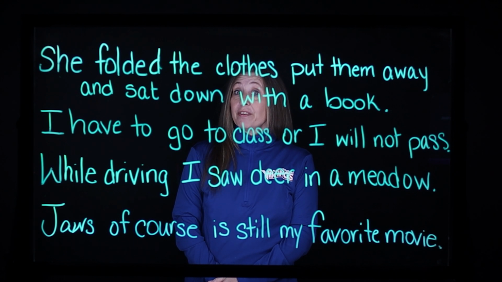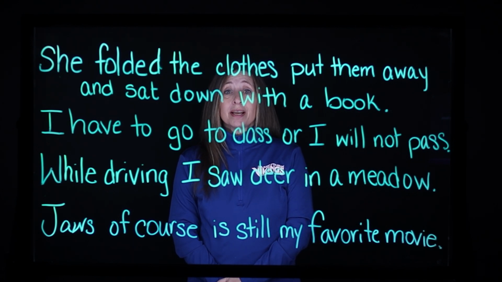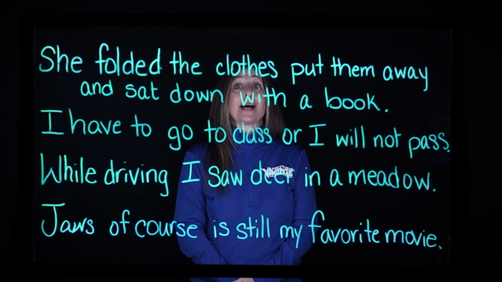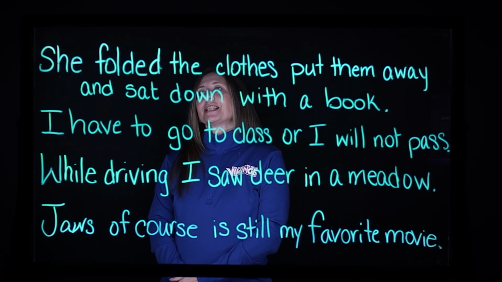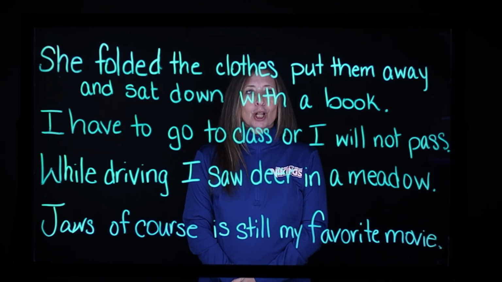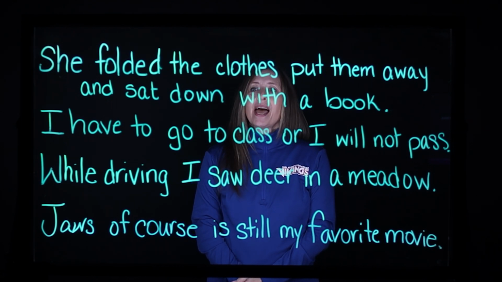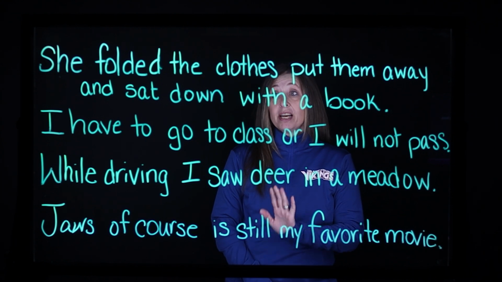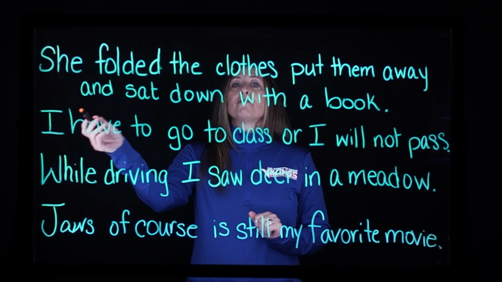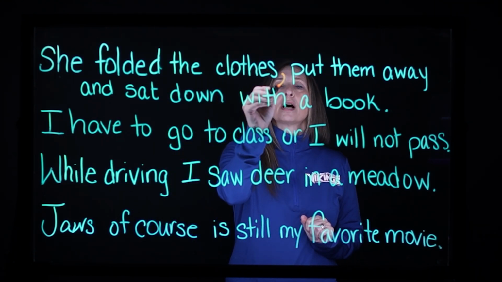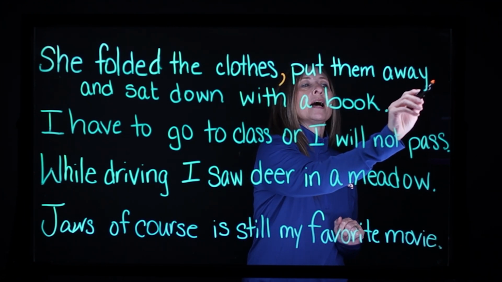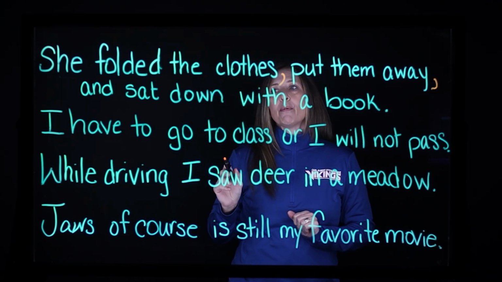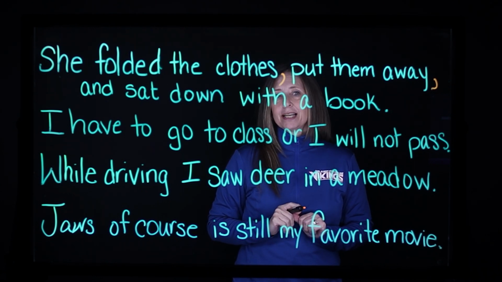So now that we reviewed the four major ways to use commas, we're going to major in commas and we're going to insert them in our sentences. Let's look at this first example. She folded the clothes, put them away, and sat down with a book. So we have a list and we need to separate this list. She folded the clothes, put them away, and sat down with a good book. Now we have our list items separated.